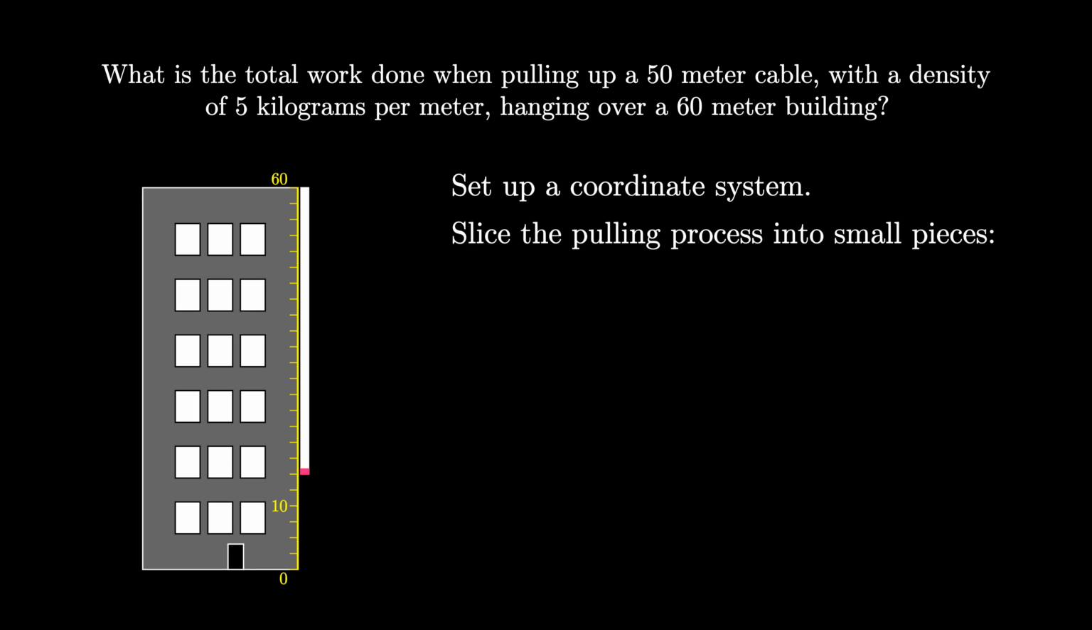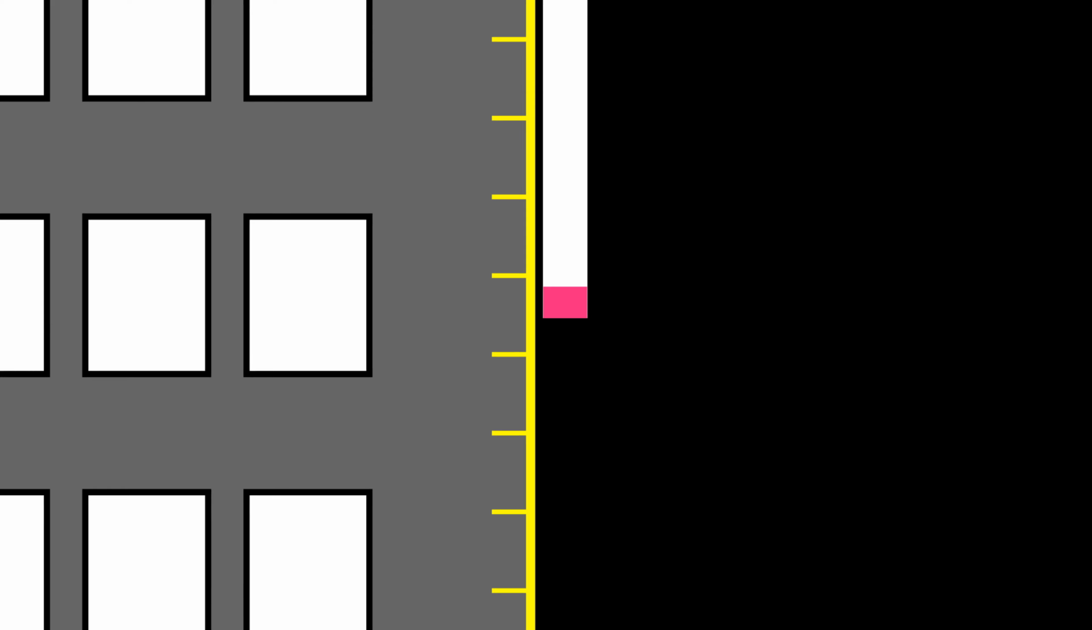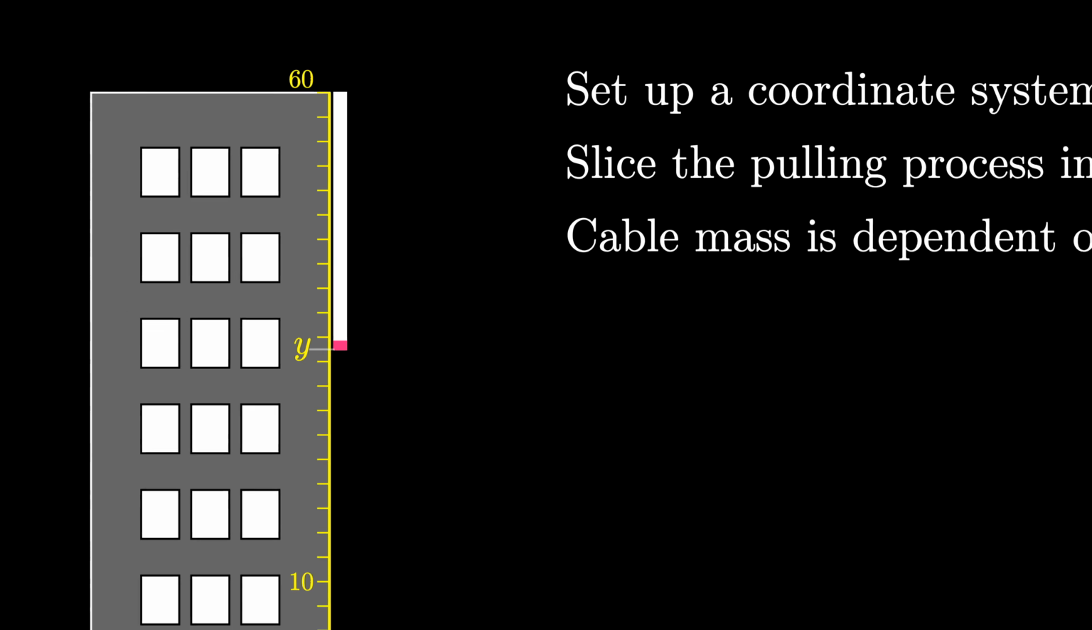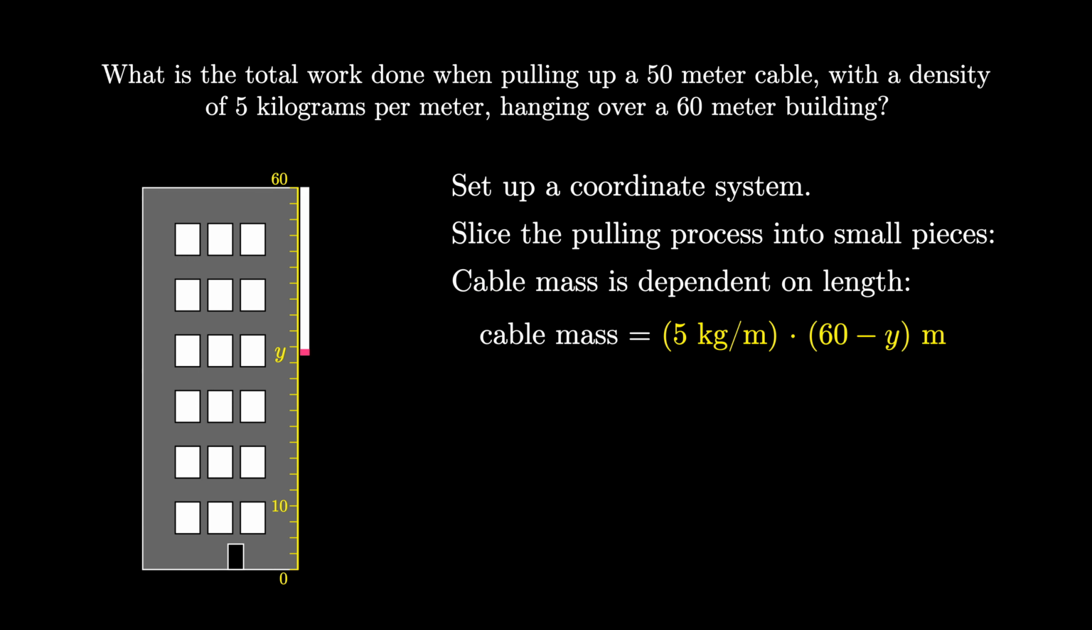At one given instant, the cable mass is dependent on the remaining length of the cable, and that is related to the y-coordinate of the bottom of the cable at that instant. So if the bottom of the cable is at y-coordinate y, then the cable mass is given by 5 kilograms per meter multiplied by the length of the cable, which is 60 minus y meters according to our axis system. This means that the mass of the remaining cable is 300 minus 5y kilograms.